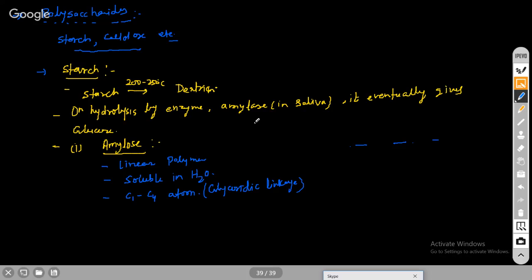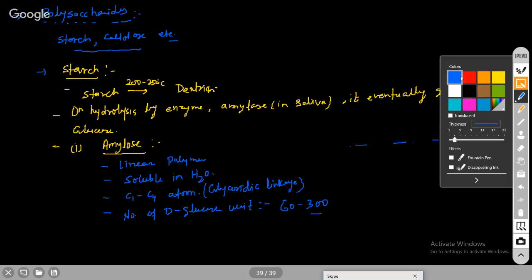Fine. So last point you write down, this question they asked in NEET exam. Number of D glucose unit present in this can be anything between 60 to 300. 60 to 300 glucose unit are present in amylose.